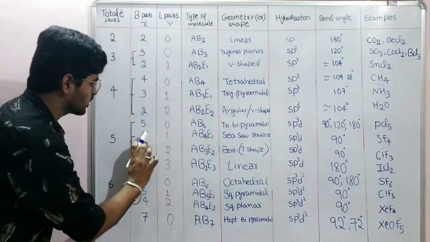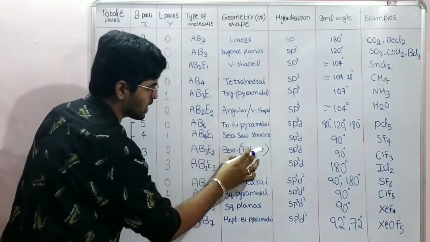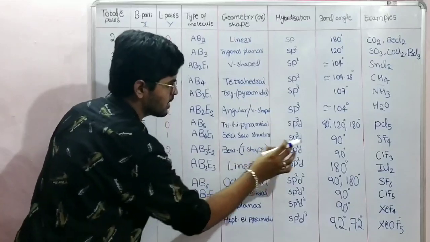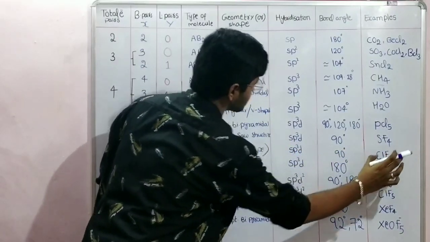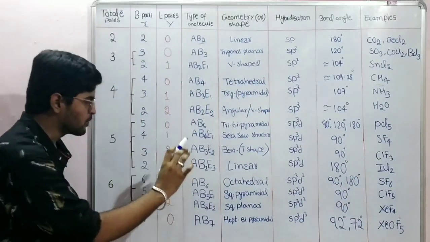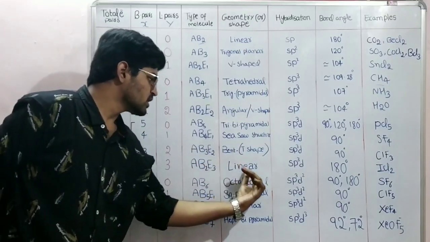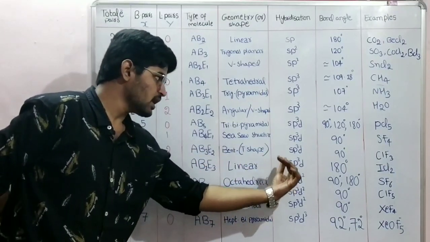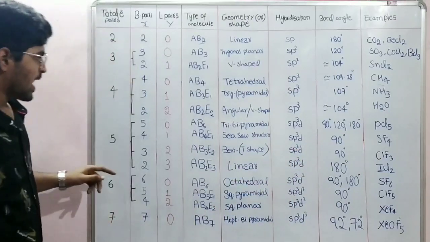We have 3 bond pairs and 2 lone pairs. The type of the molecule is AB3E2, shape is bent T-shape or T-shape with hybridization sp3d with bond angle 90 degrees and example is ClF3. Now if we have 2 bond pairs and 3 lone pairs, then the type of the molecule is AB2E3 with the shape linear with hybridization sp3d and the bond angle 180 degrees and the example is ICl2.